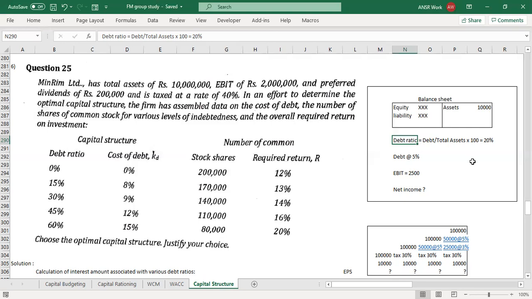Absolutely correct. Now, the other information I'm giving you is debt is 5% interest. So debt is at the rate of 5%. So you have to pay interest of 5%. I'm giving you EBIT of 2,500. Now you have to calculate and tell me what is the net income, please. I've already given you the hint. That was a trick of calculation of debt. Debt value is not given, so I have to calculate the debt value was the trick. So that would be calculated from the debt ratio only.